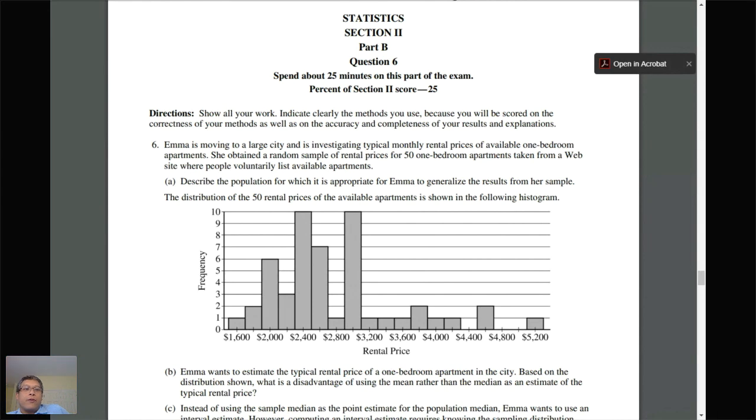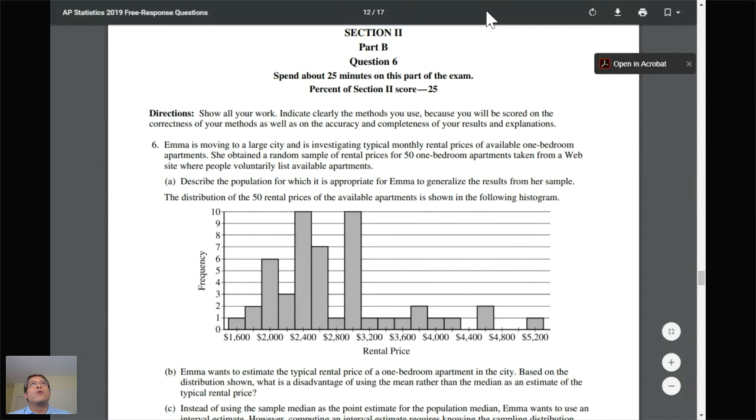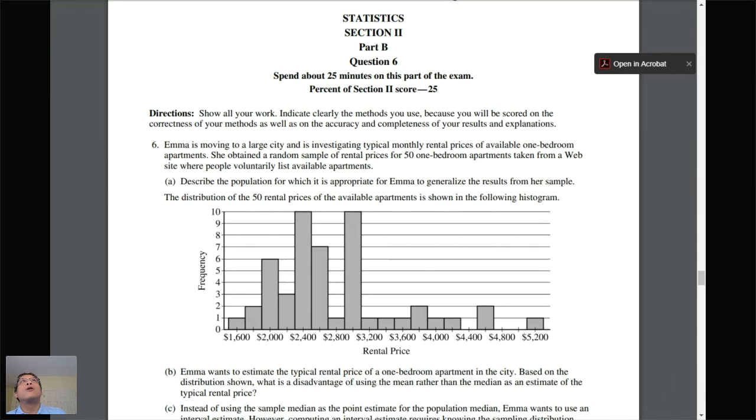Okay, so we're looking at a question like this. There are two things that randomization refers to in statistics: random sampling, and random assignment. Random assignment to treatments is about cause and effect, but random sampling is really what's happening here. This is a random sample from a group, so what we need to do is figure out what group was sampled. It says from a website where people voluntarily list available apartments, and that's actually going to drive a lot of what we're doing here.